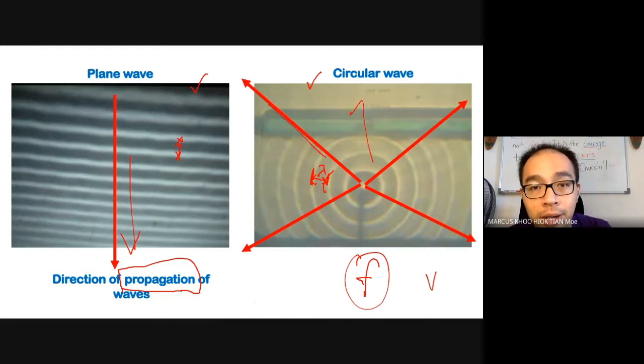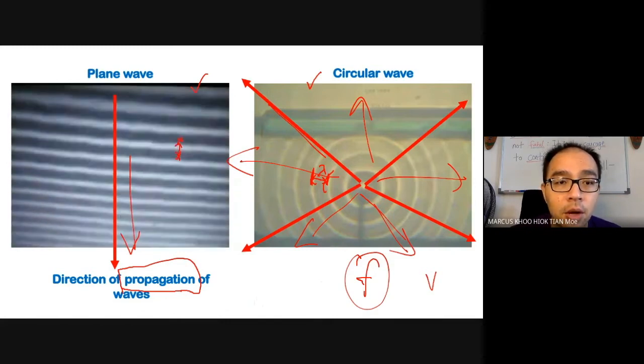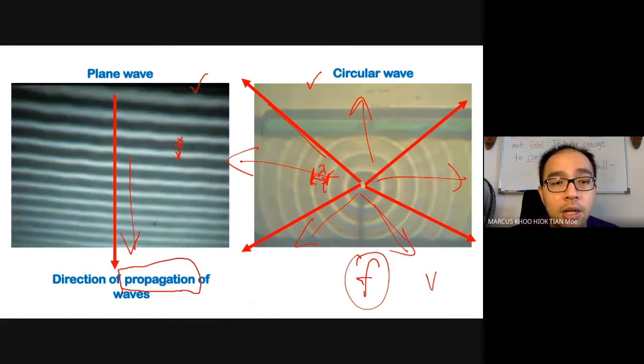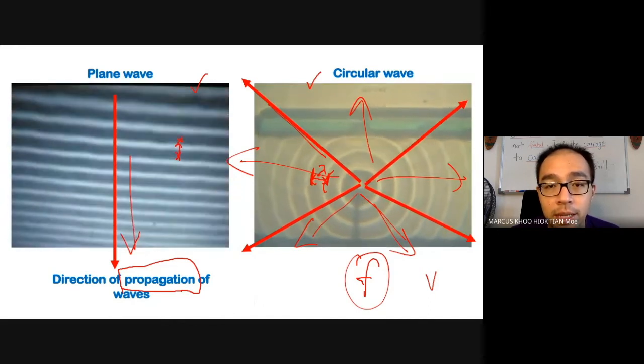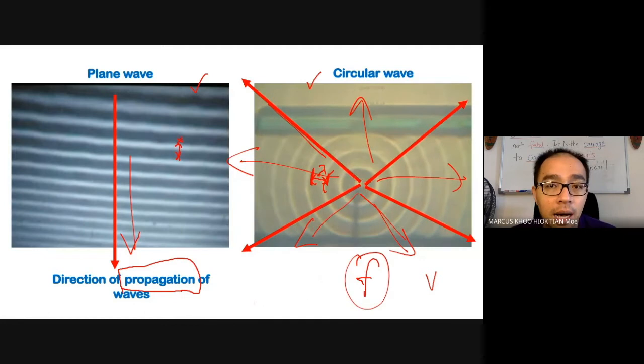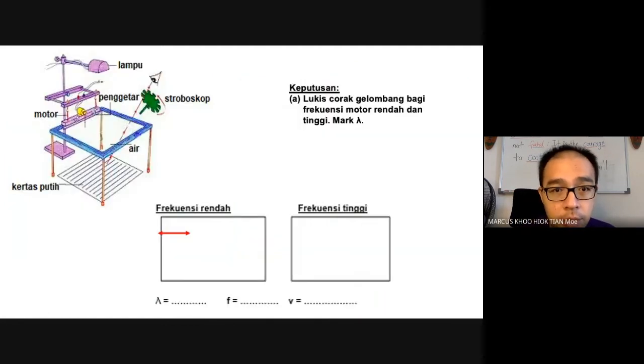it's going to propagate in all directions, starting from the center of the circular wave. So this is how the wave would look if it was a plane wave, and this is how the circular wave looks if it is starting from the center.